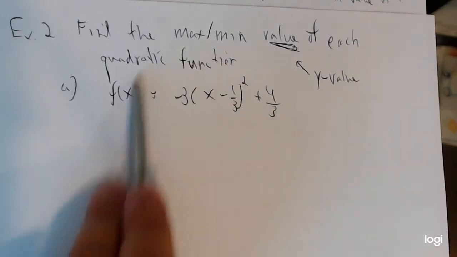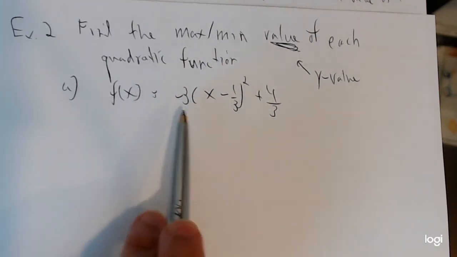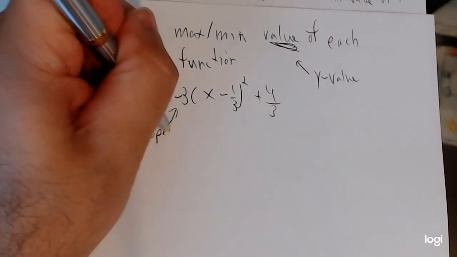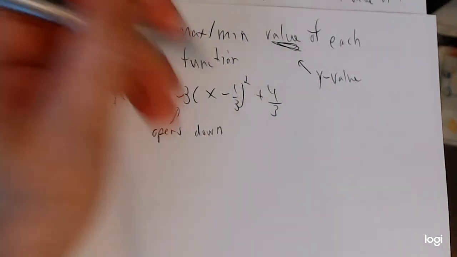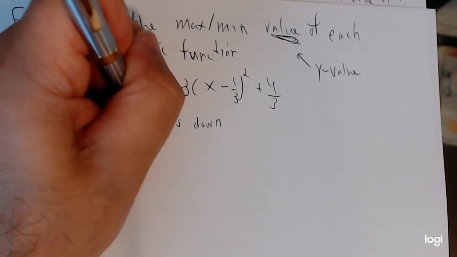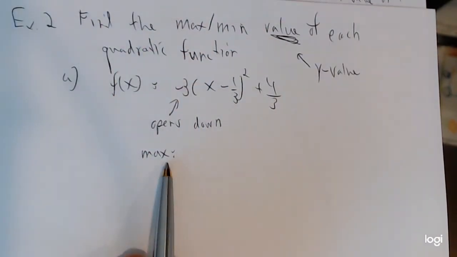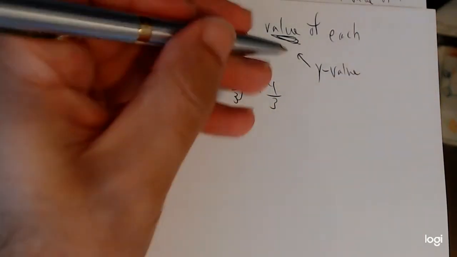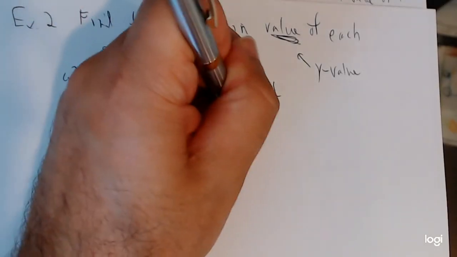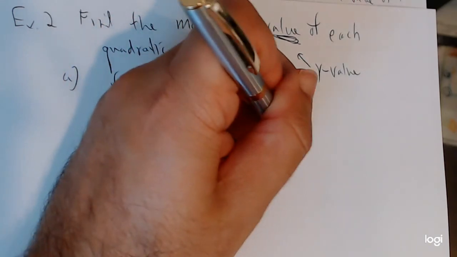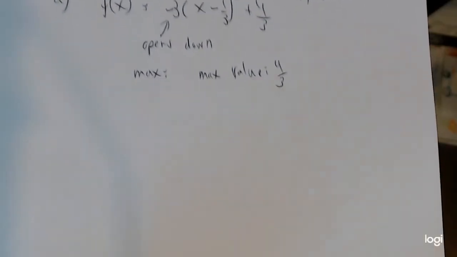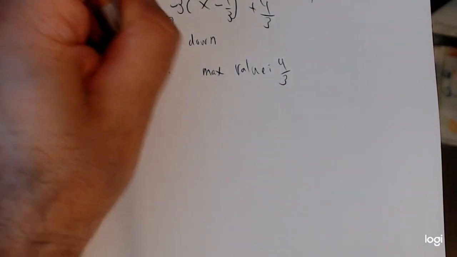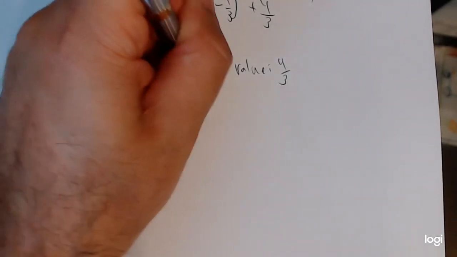So if we look at this, this is in standard form, and since the a is negative, this means it opens down. So what is it that we have? We have a maximum, and the maximum value is just going to be the y value of my vertex, which is 4/3. So this implies that the max value is 4/3.